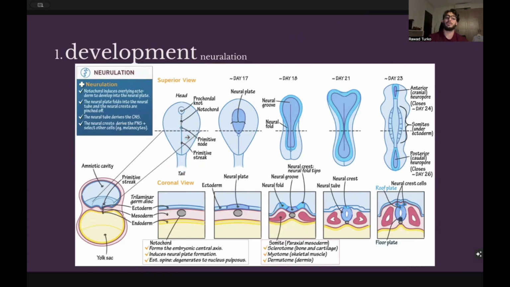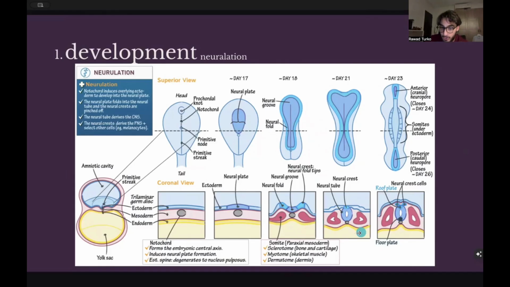We're going to have a thickening of the ectoderm forming here, and that's called the neural plate. This happens at around day 17. This neural plate forms neural folds and a neural groove, and it folds over itself to eventually form a neural tube. This neural tube is induced by something called the notochord, and you can see that here.